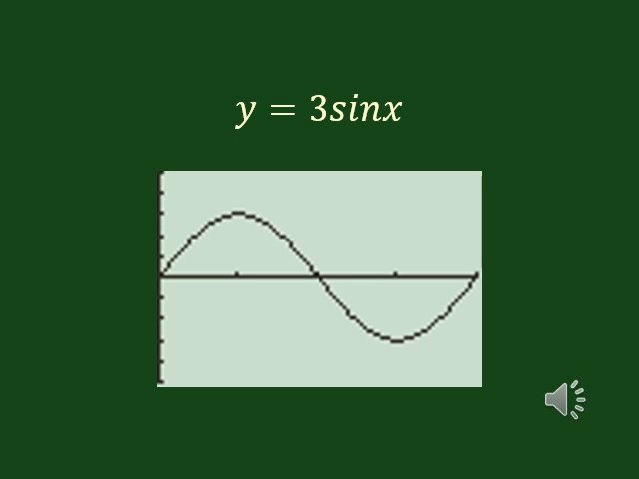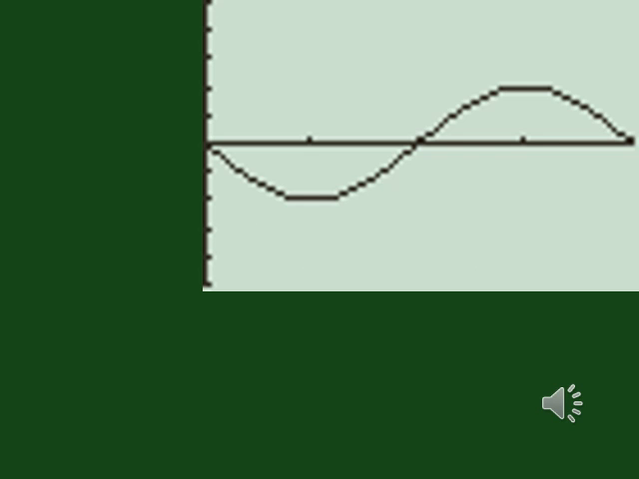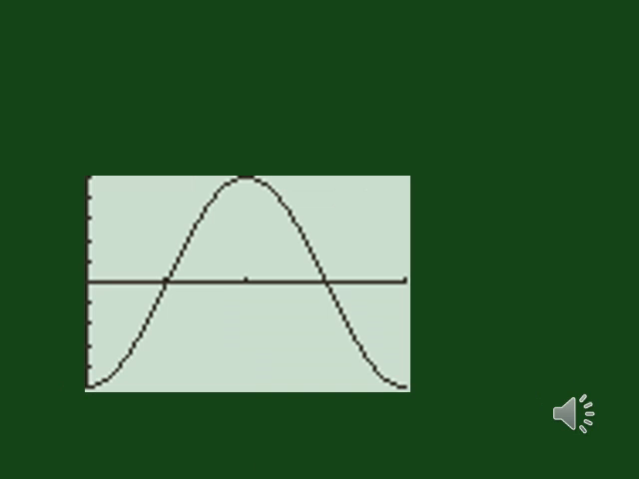This one is a sine graph, and it has an amplitude of 3. That's how I know it's 3 sine x. Here we've got an upside down sine graph with an amplitude of 2. Because it's upside down, that's why it's negative 2 sine x.